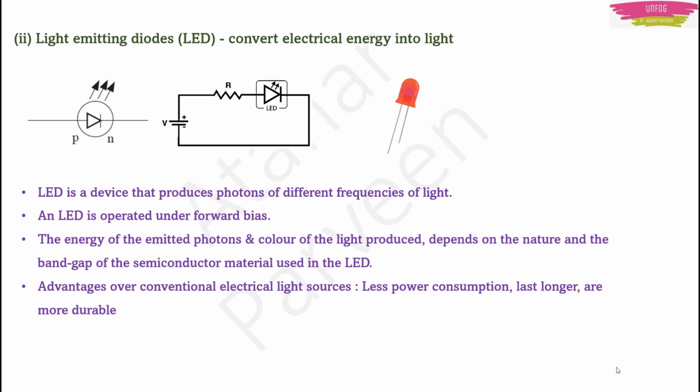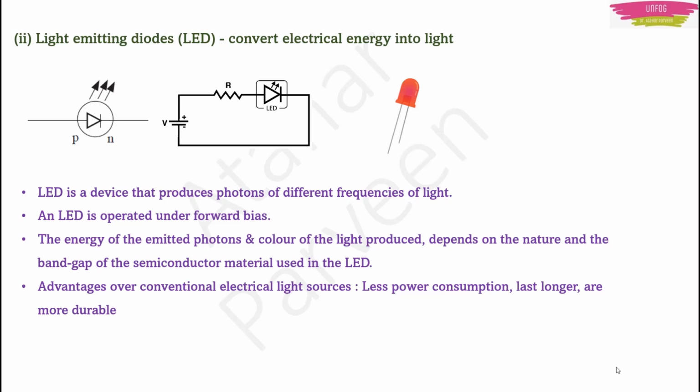Now the speciality of this LED is that it will produce different frequencies. It will give you different colors of light. Okay, this is one very important speciality of LED. It is also a PN junction diode, and like a PN junction diode, it will also operate under forward bias. Remember, you can see here the P type of the diode is connected to the positive terminal of the battery, isn't it? And the N type is connected to the negative terminal of the battery. So this is operated under forward bias.